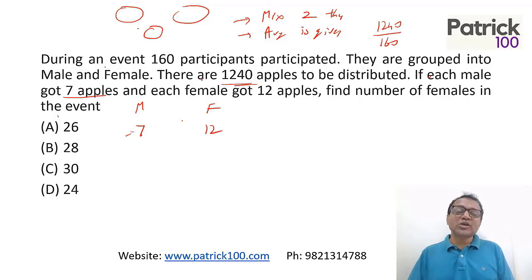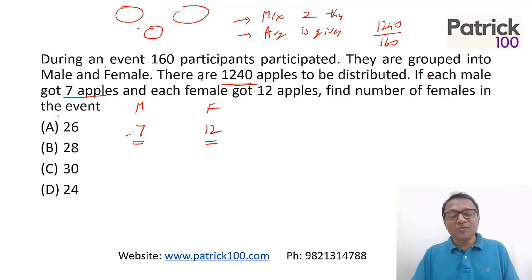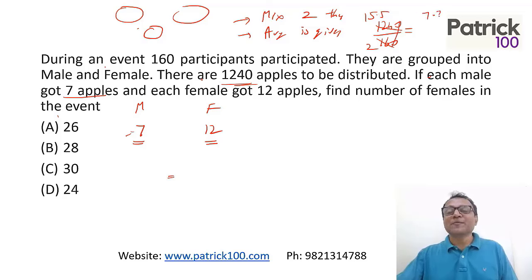Now remember, when you do alligation, all the 3 units have to be the same. This is per person, per male. This is per person, per female. So the average also has to be per person. So you divide 1240 by 160. 8 2s are 16, 8 1s are 8, so 15.5, which divided by 2 will give you 7.75. So the average is 7.75.